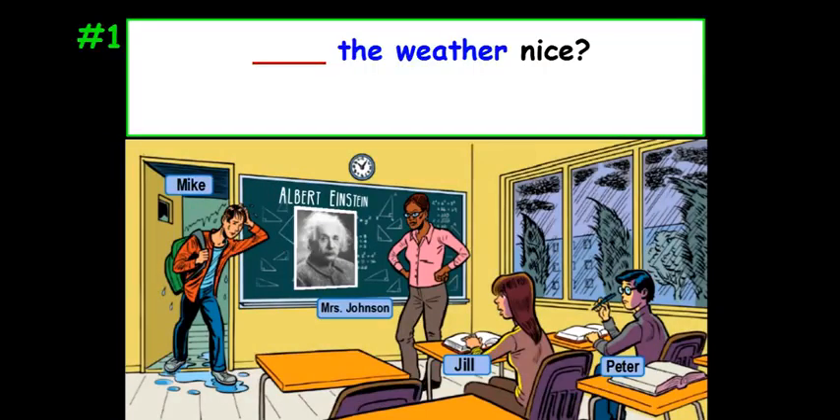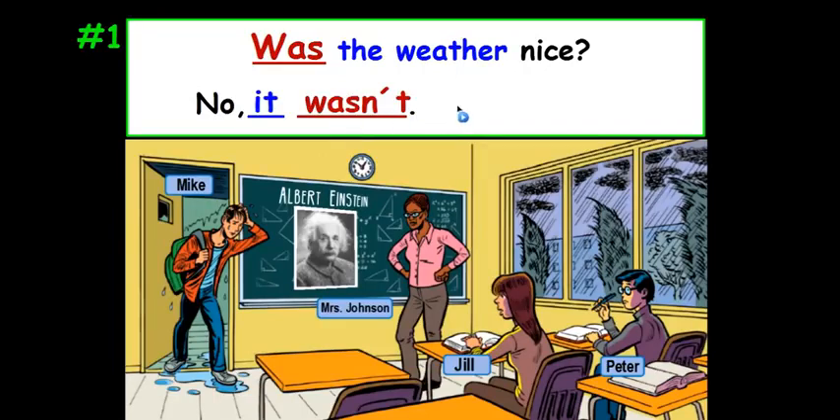Number 1. Was the weather nice? No, it wasn't. It was raining. Repeat. Was the weather nice? No, it wasn't. It was rainy.